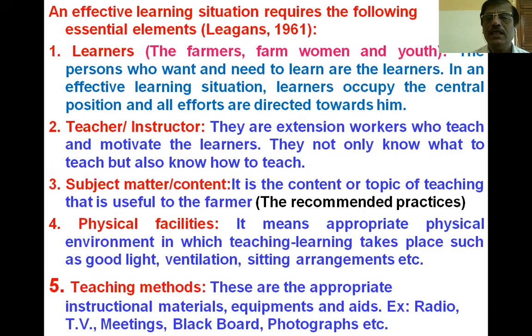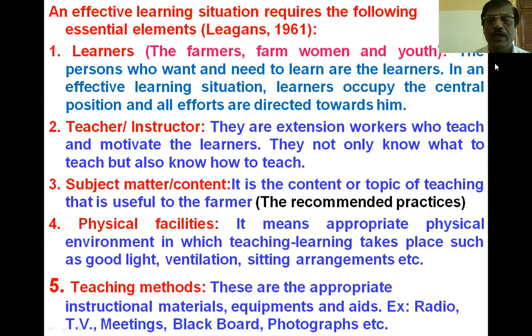Effective learning situations require the following essential elements according to Paul Legans. Learners are nothing but, in case of extension work, the farmers, the farmwomen, the youth. These are the learners. The person who wants to learn or needs to learn is called a learner.